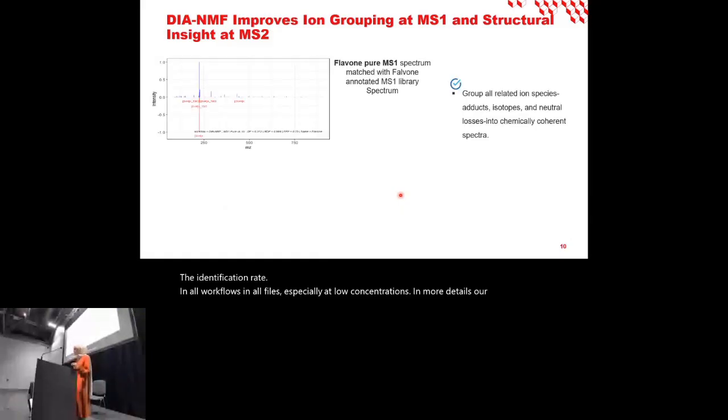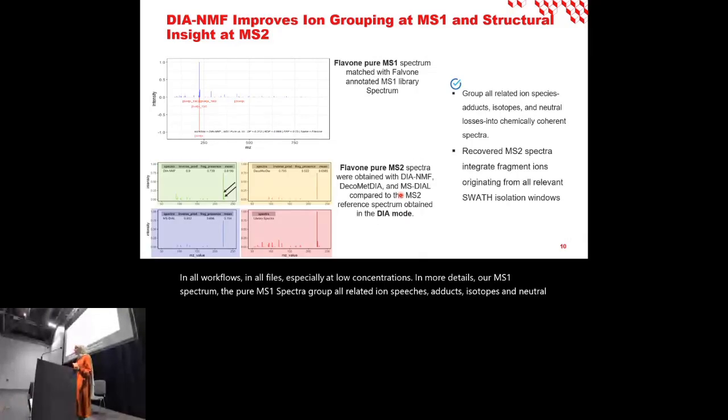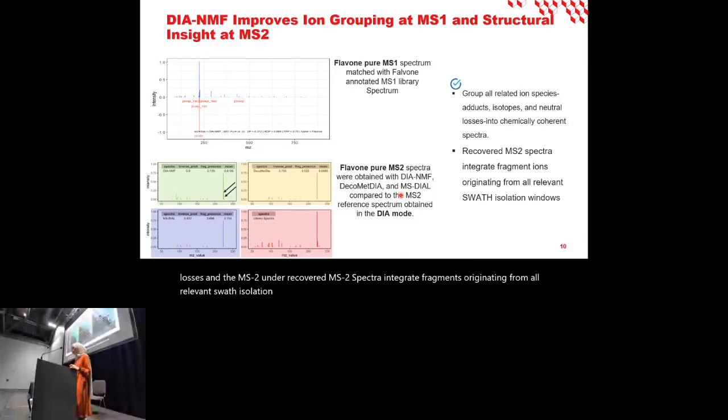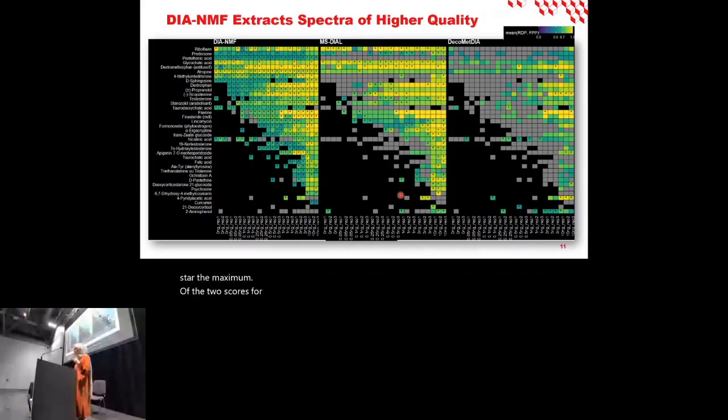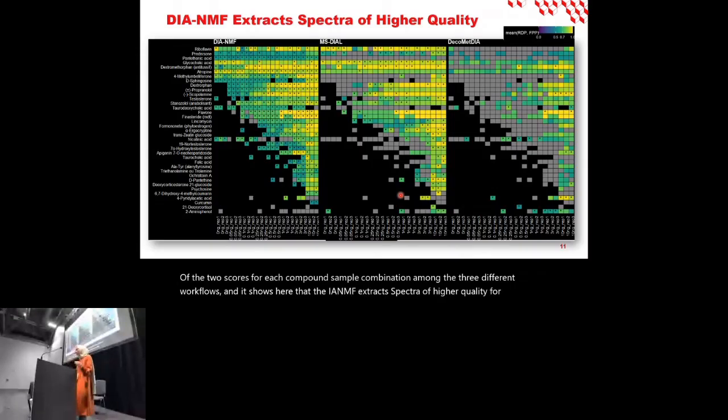our pure MS1 spectra group all related ion species: adducts, isotopes, and neutral losses. And the recovered MS2 spectra integrate fragments originating from all relevant SWATH isolation windows. For a general view, you can see here, highlighted by a star, the maximum mean score of the 2 scores for each compound sample combination among the 3 different workflows. And it shows that DIA-NMF extracts spectra of higher quality for a lot of the compounds.